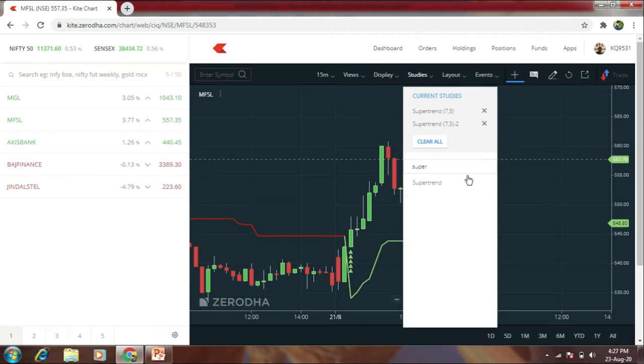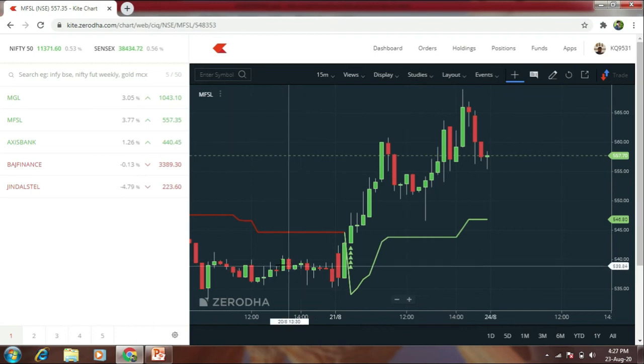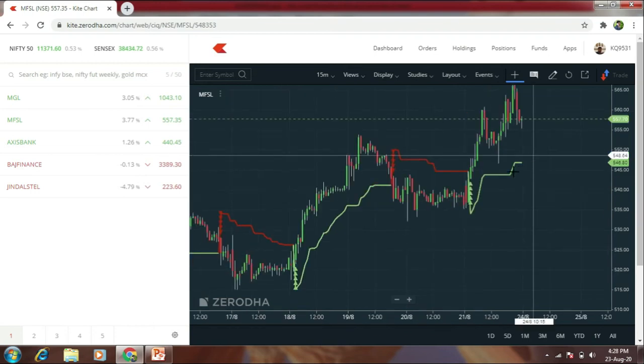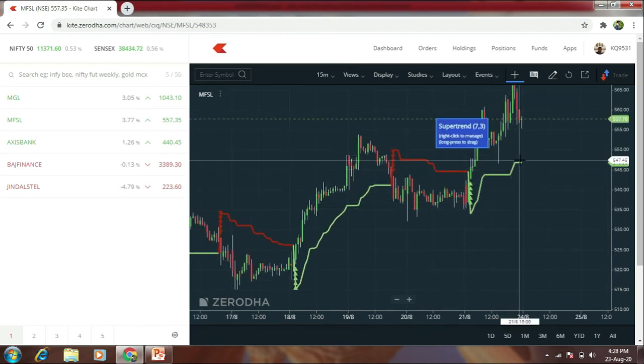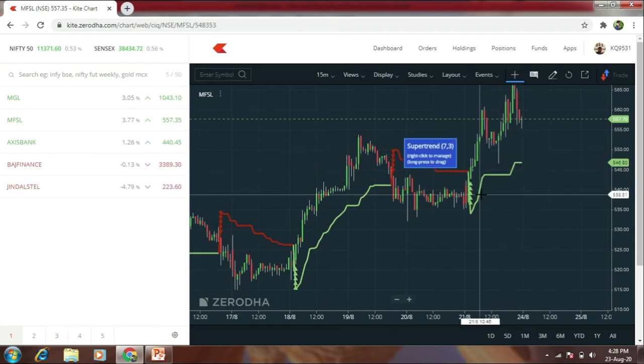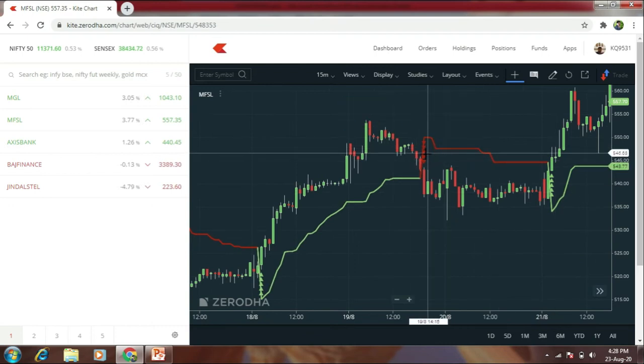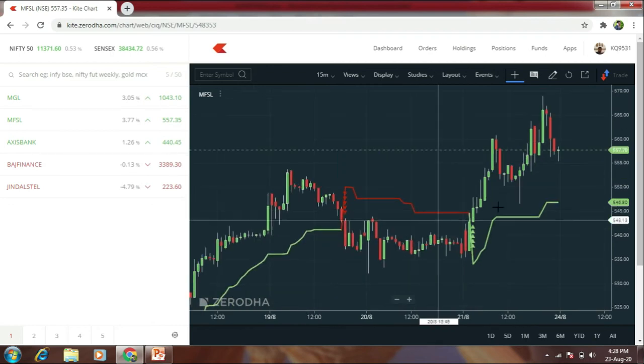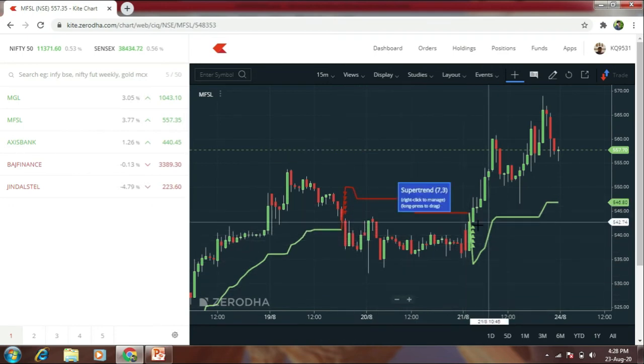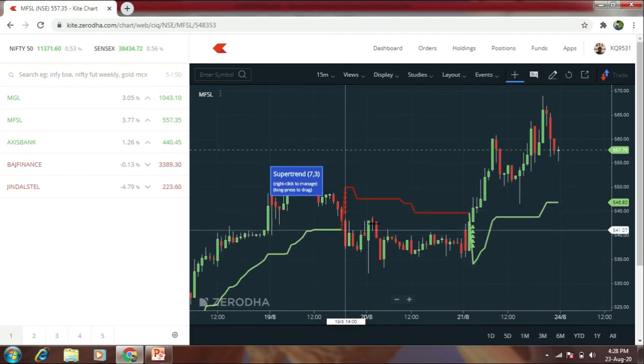You can see here, just go to the studies again, click on super trend. So you are getting this one. Just learn how to use this super trend in trading. That is important here. So now I will explain what this red color signal is called, and what this green color signal is called. Basically, as I said, the green color signal is a buy trend, and the red color signal is a sell trend. This is the meaning of the green and red signals, okay.